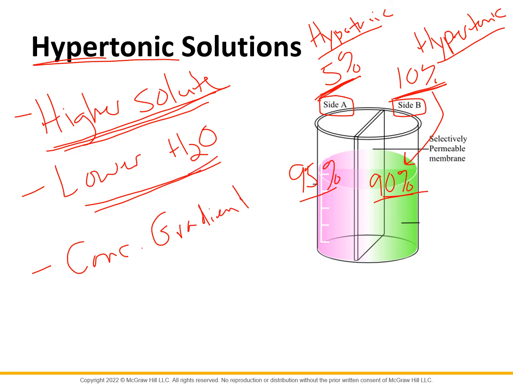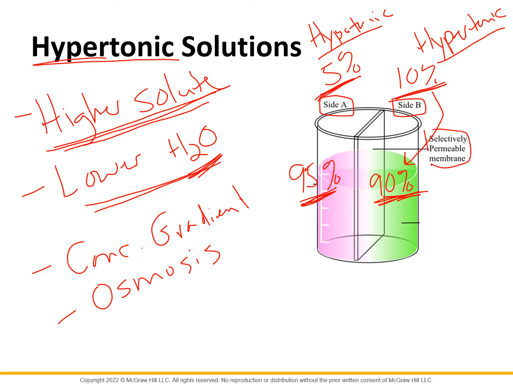So in terms of water, if we're looking at osmosis, you're concerned about the water. If you're looking at osmosis, now you have an area where there's 95% water and 90% water. So now that you have the concentration gradient, now you're going to have osmosis. And osmosis, remember, is the diffusion of water across the semi-permeable membrane.